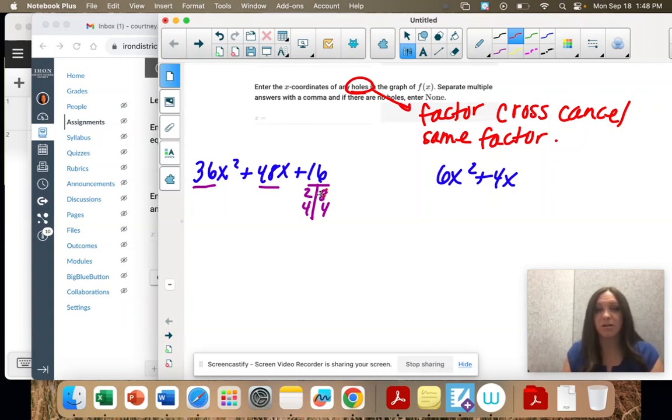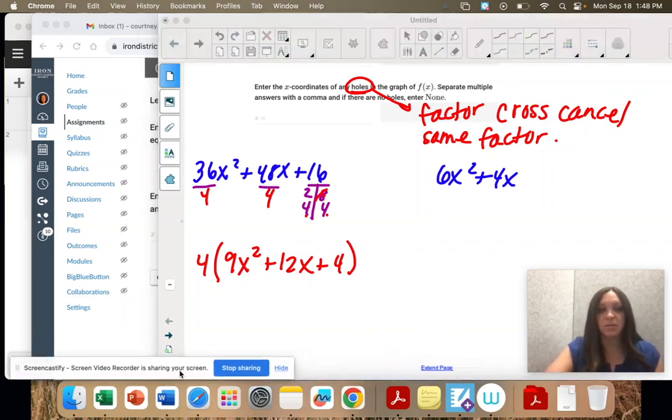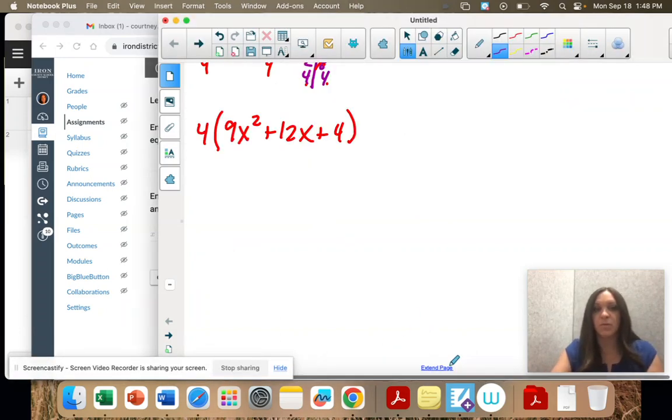So greatest common factor, do these all divide by 8? 36 does not. Do they divide by 4? Yeah, so the greatest common factor is 4. I'm going to take it out. 36 divided by 4 is 9. 48 divided by 4 is 12. And 16 divided by 4 is 4. So what this does is it makes the numbers smaller when we're factoring.